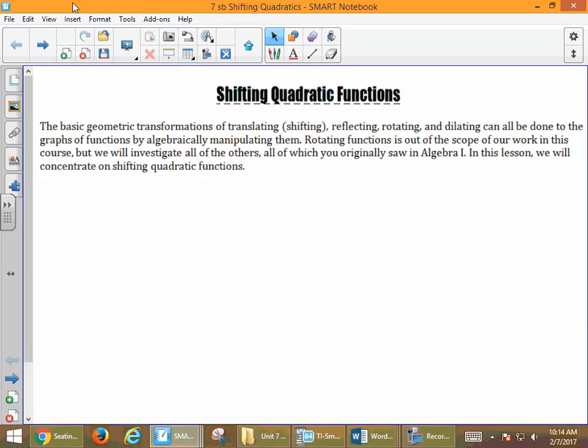But we're going to focus mainly today on translation, which is like the shifting up and down and back and forth. One thing we won't look at is rotation. That's a little bit out of our league for right now. But we're going to learn about these different transformations and how we can apply them to functions rather than just shapes like we did in geometry.